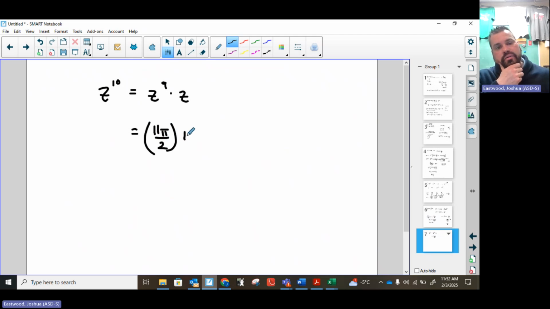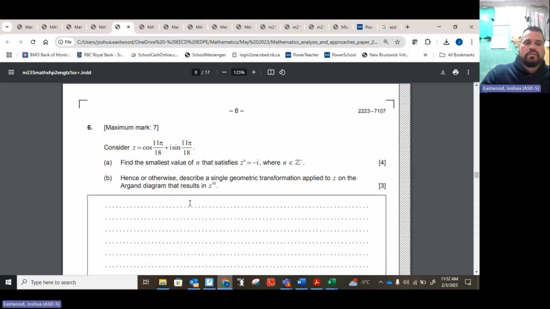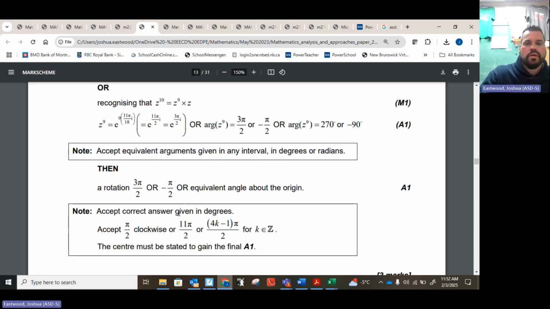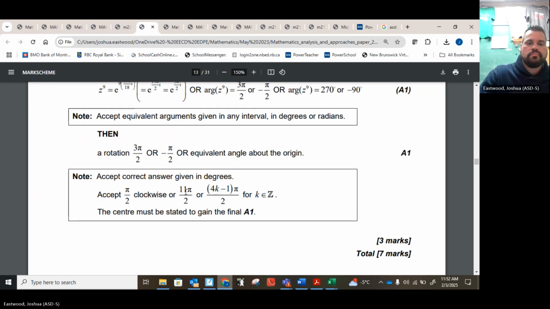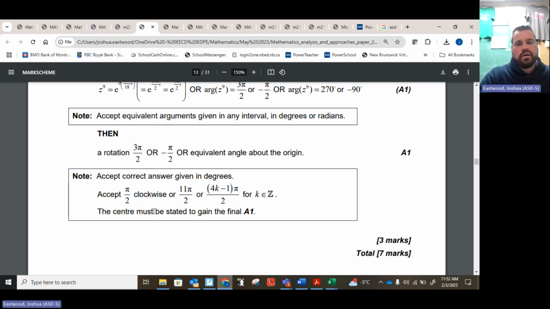And then we're going to add to that, and this is just the argument. We're just talking about theta. We're going to add to that our 11 pi over 18, because that's the argument for z. So z has that as an argument, 11 pi over 18, and z to the 9 has 11 pi over 2. So if you add them together, if you just take our angle and we add 11 pi over 2, which is what we're saying, then you will get to where you want to go.